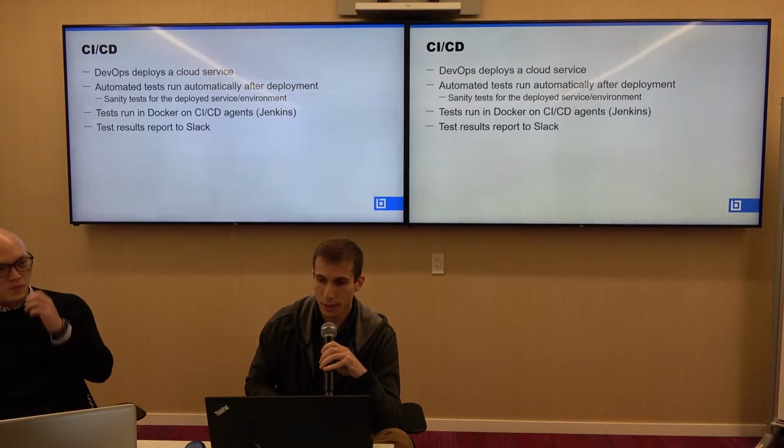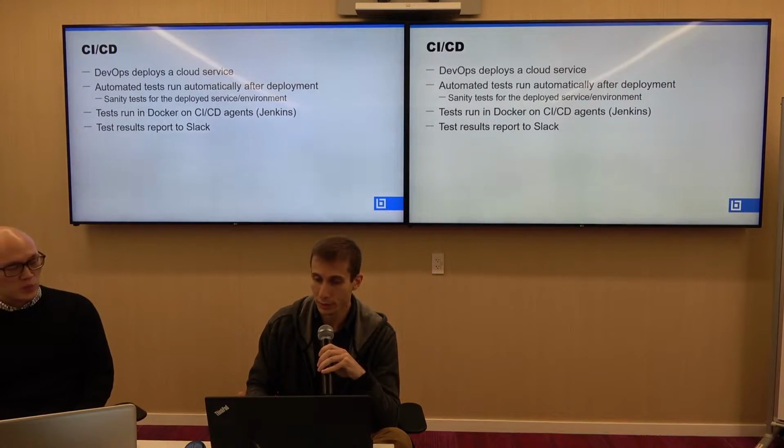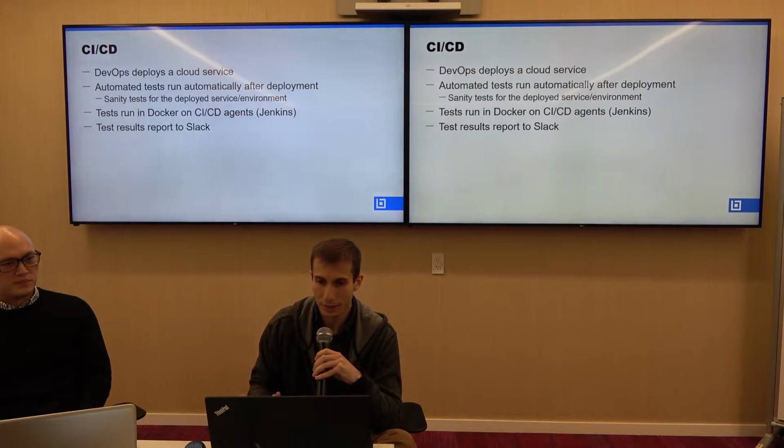And then for our CI/CD pipeline, the way we have it work is DevOps will deploy a cloud service, and then automated tests will be triggered after any of those deployments, and those automated tests will include sanity tests for the deployed service and environment. And those tests will run in Docker containers and on a CI/CD agent, in this case Jenkins. And after the test run, the results will be reported to Slack. And so this kind of pipeline allows for quick and constant feedback on the quality of the builds.